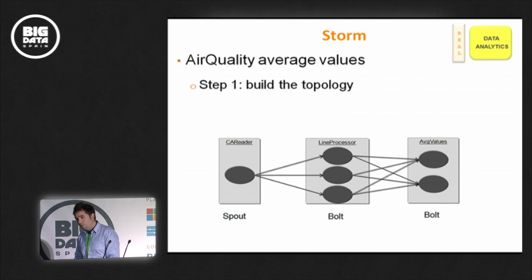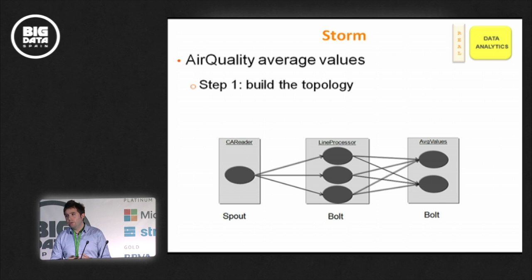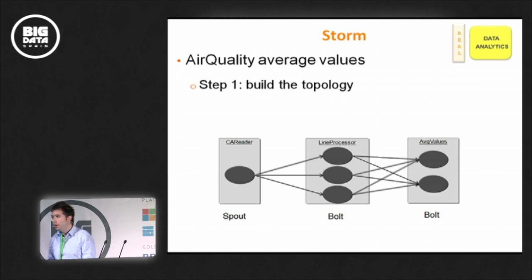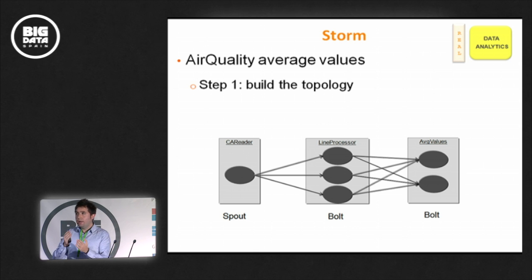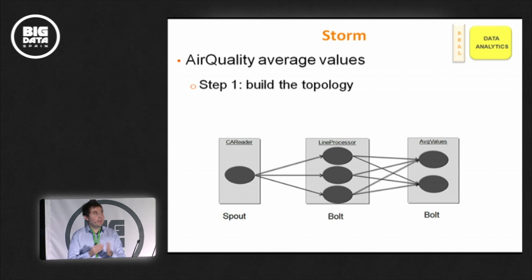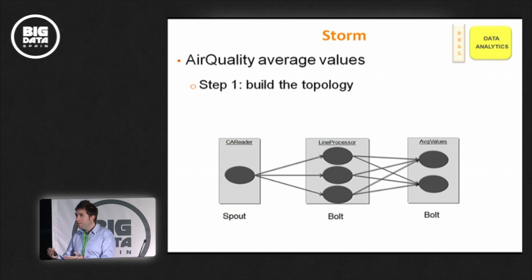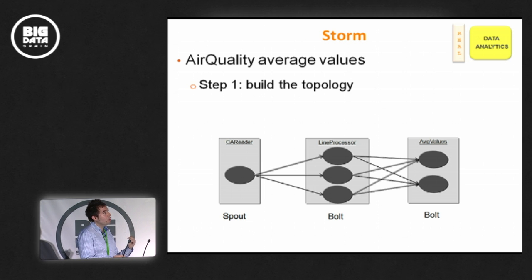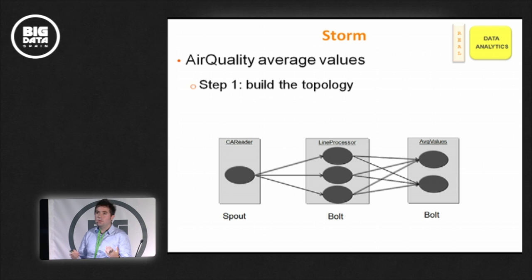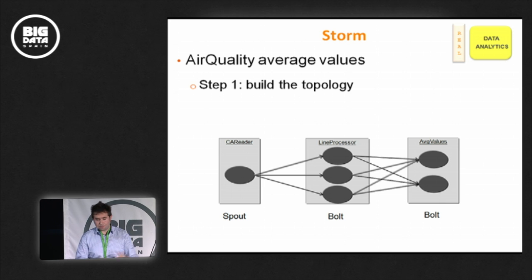We actually use Storm for calculating in real time the average values of all our components. The first step is to define the topology. We have a spout that reads information from the sensor. The spout sends the message to the line processor, which creates a key-value tuple where the key is each component of the air, and the value is the measure of this component. Then this first bolt sends all the information with the same key to the same average value bolt that only has to calculate the average.